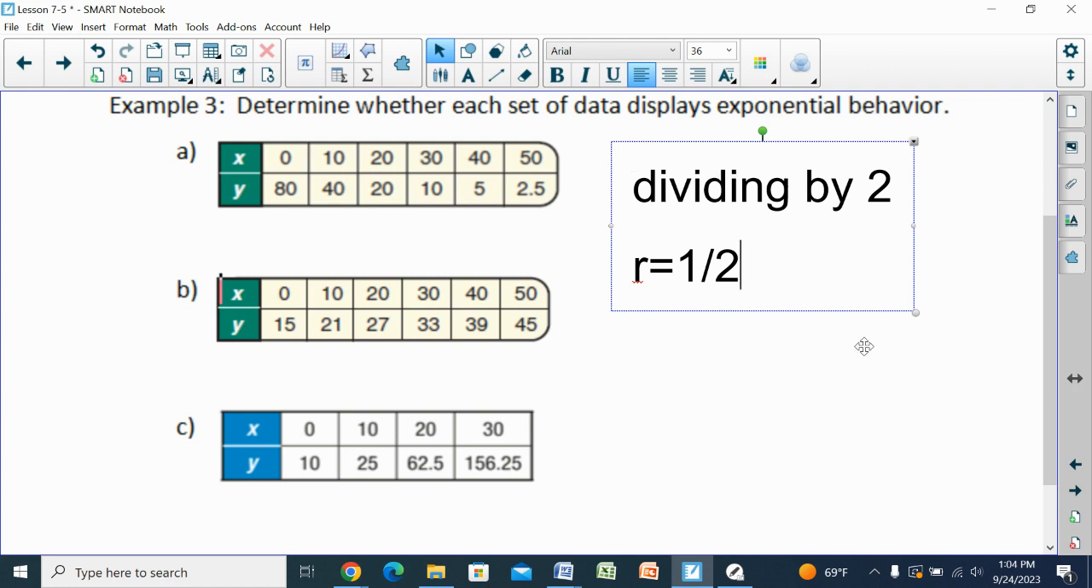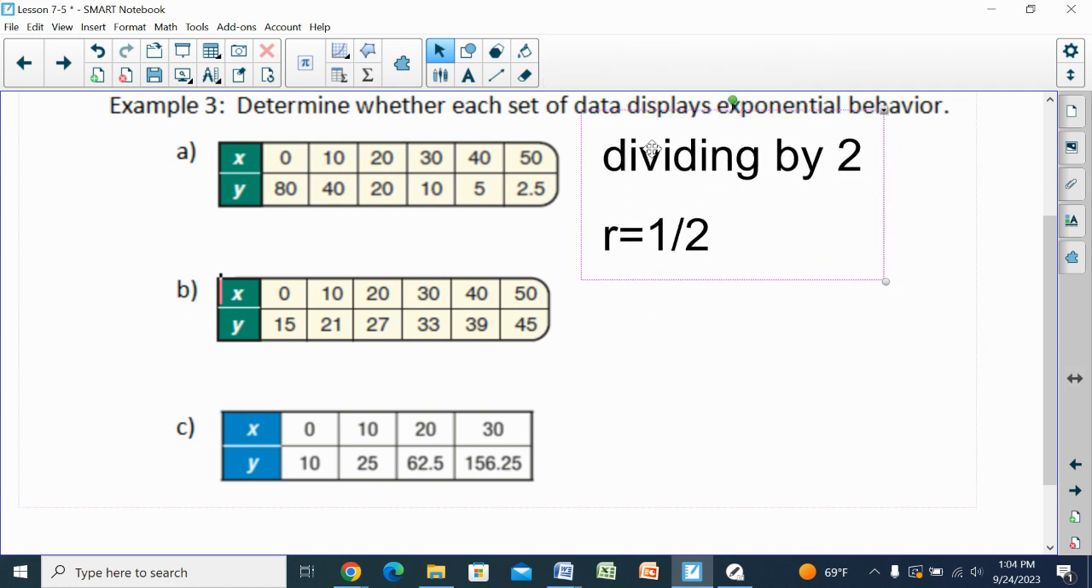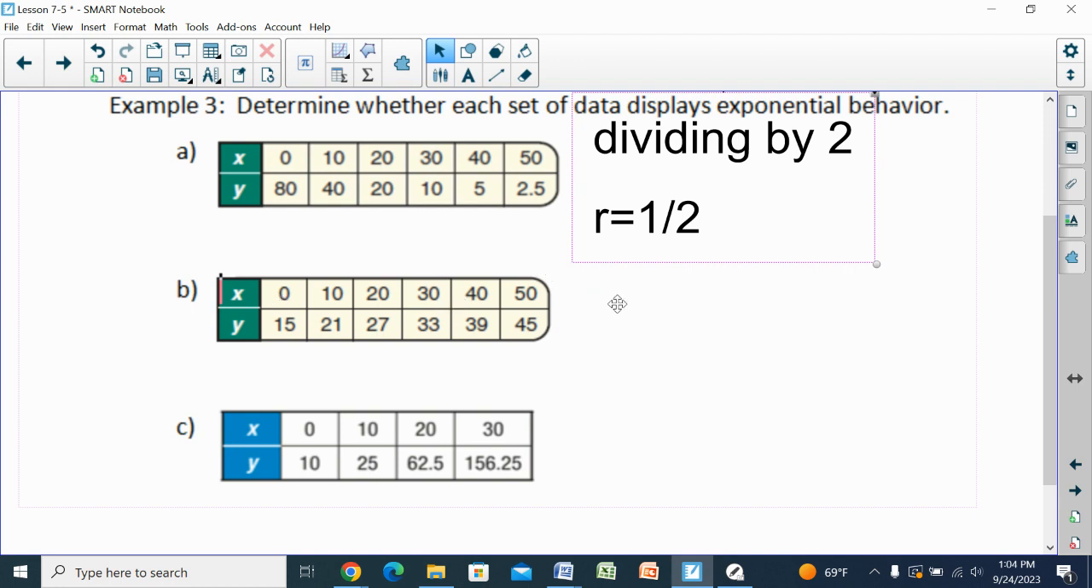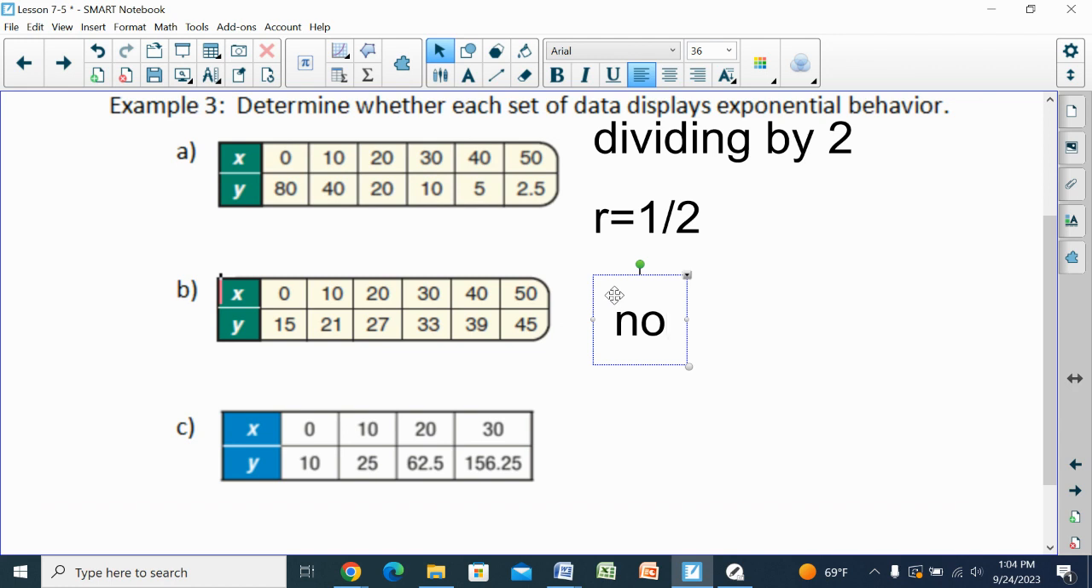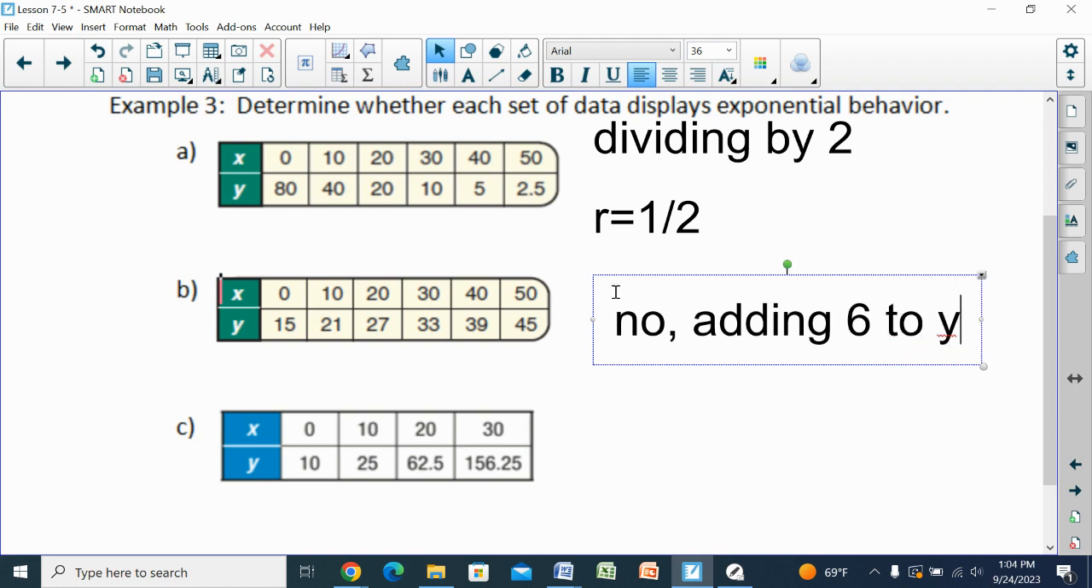In the second one, 3b, I look at my x first. It's increasing by 10, so it's a steady increase. My y values are getting bigger every time, so I have to have multiplying or dividing to make this a yes. Looks to me like 15 to 21 is add 6. I'm adding 6 every time. So I'm going to say no, this is not exponential behavior, because we are adding 6 to the y's, which means that if I graphed these, it would be a line.